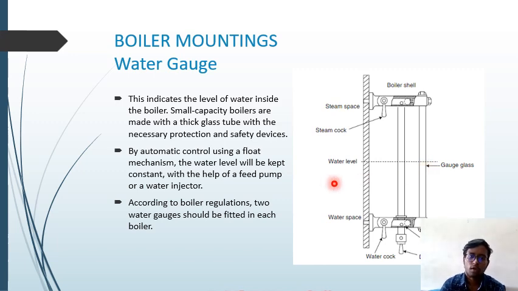Small capacity boilers are made with a thick glass tube with the necessary protection and safety devices, since it is a very thick glass which can withstand high temperatures too. For automatic controlling using a float mechanism, the water level will be kept constant with the help of a feed pump or a water injector. According to boiler regulations, two water gauges should be fitted in each boiler, one of which should be clearly visible to the operator.